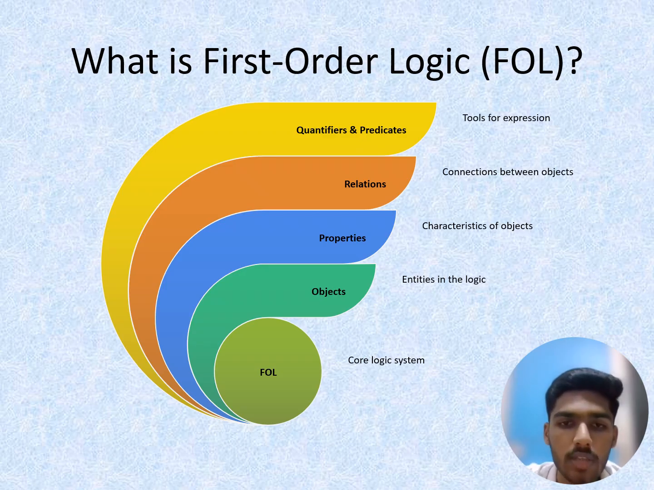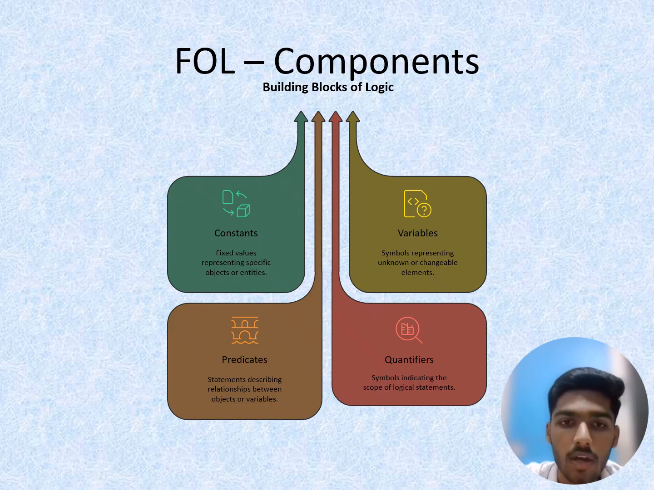To do this, as we see on the next slide, FOL adds a few new building blocks. We still have constants which are specific objects, but now we also have variables like x or y that can stand for any object. And we have predicates which are statements about objects, properties or relations. This is the key difference.